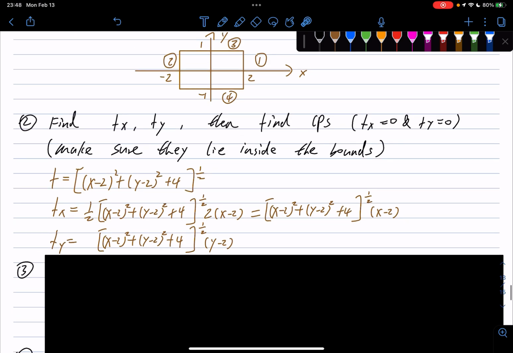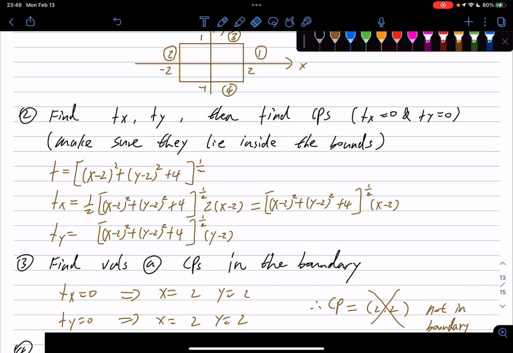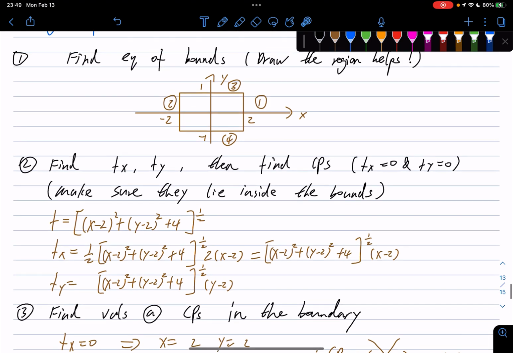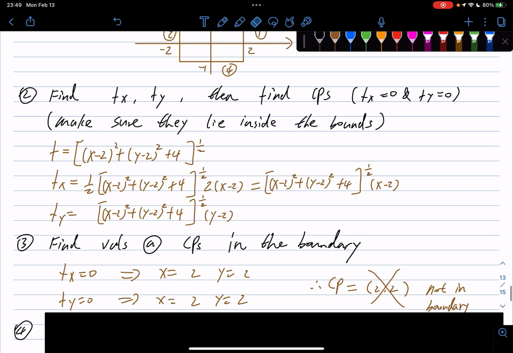Then we're just going to find the critical points inside the boundary, right? We set them equal to 0, and we found that the critical point is (2, 2), but (2, 2) is somewhere around here. It's not inside our boundary, right? So it's not in the boundary. We're not going to consider this as a critical point when we are doing our final comparison.